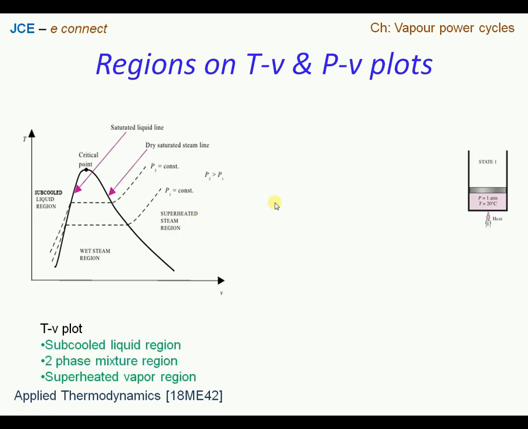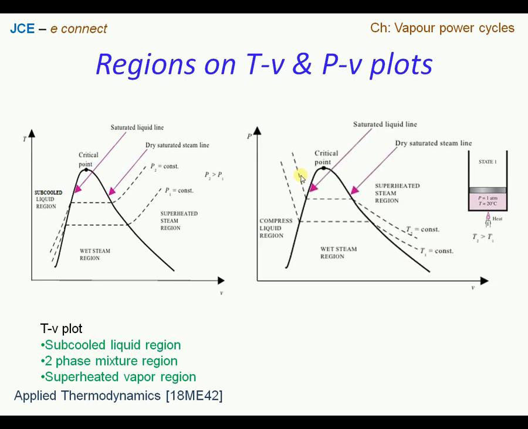Moving further, when we plot the PV curve, then we see the saturation dome, and we have a critical point here. The left side of the saturation dome is called the compressed liquid region, and the area within the dome is called the wet steam region or two-phase mixture region, and the right side of the saturation dome is called the superheated vapor region. So the basic difference between the TV plot and the PV plot is the left side of the saturation dome. In case of the TV plot, it is the subcooled region. In case of the PV plot, it is the compressed liquid region.